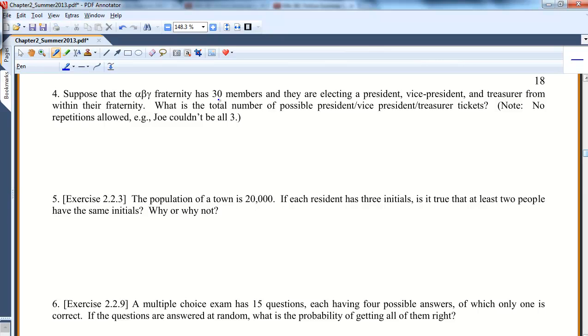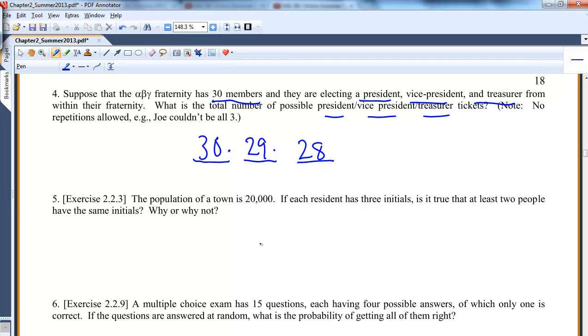You have a fraternity that has 30 members, and they're trying to elect a president, vice president, and treasurer from the fraternity. What's the total number of possible president, vice president, treasurer tickets? You can't have one person be all three. So if this is the president, vice president, treasurer, there's 30 choices for the president, 29 choices for the vice president because you can't repeat, and then 28 for the treasurer. And again, you can leave it like that.